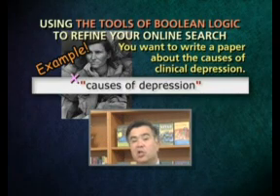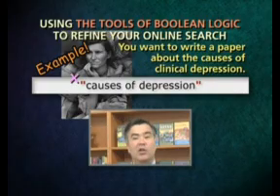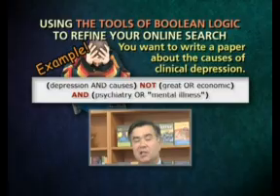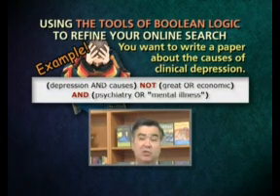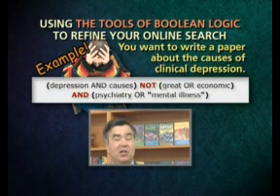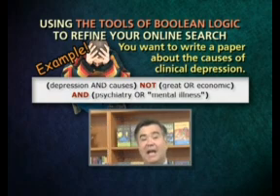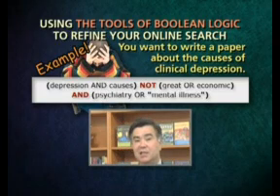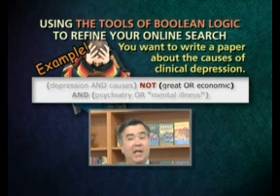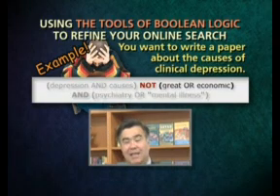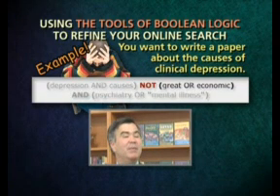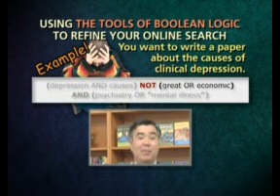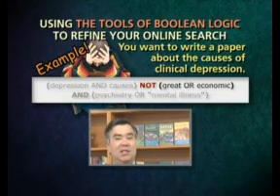Here's one way of doing it. Use a query string like the following to eliminate all the websites that focus on economic depressions. You could use this query string: parentheses, depression and causes, close parentheses, not, parentheses, great or economic, close parentheses, and parentheses, psychiatry or, quote, mental illness, close quotes, close parentheses. You see that the key here is the not, great or economic. The word economic would eliminate the economic depression, and great would eliminate the phrase the Great Depression, which is usually used by historians to describe the enormous economic dislocation that occurred in the 1930s.